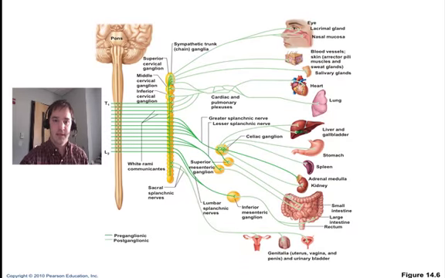So we can see right here, these lines indicate white rami communicantes, and then we've got this chain ganglia here, this big group of cell bodies that form the sympathetic nervous system ganglia, basically a big chain of cell bodies.